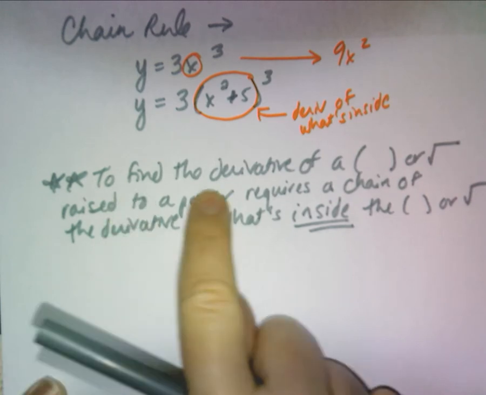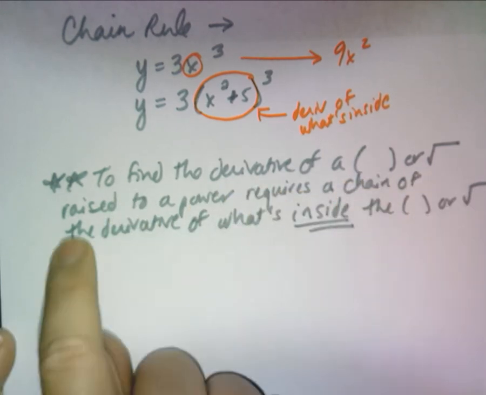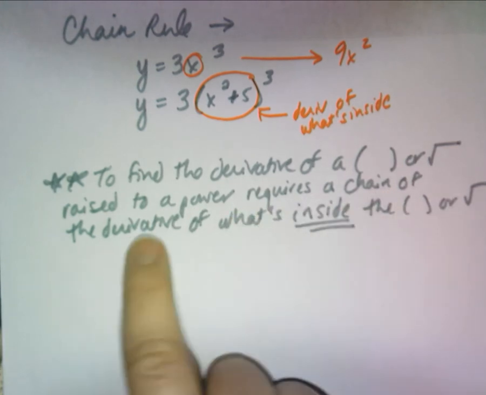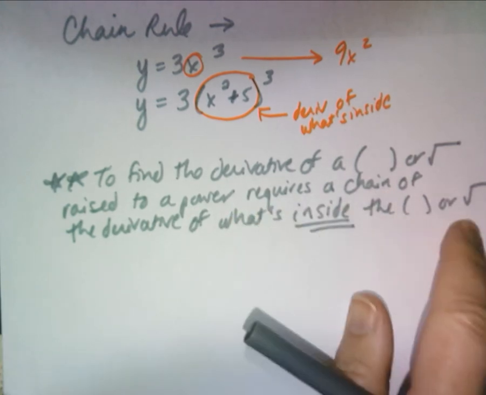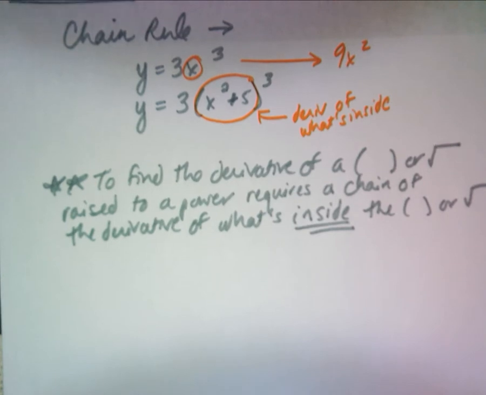To find the derivative of a parenthesis or square root raised to a power requires a chain of the derivative of what's inside the parenthesis or square root. So anytime you have parentheses raised to a power, you have to attach what's called the chain, which is the derivative of what's inside. Okay? So today, I'm going to force you to do it my way. There's a reason for my method.